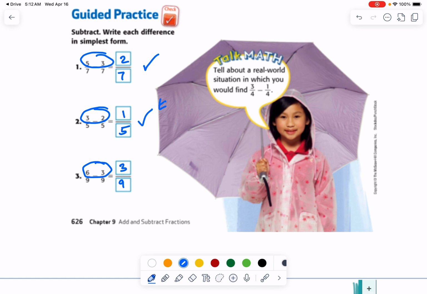How about number 3? Let's always check to see if the larger number is divisible by the smaller number. Can we divide 9 by 3? Yes, we can. So let's divide numerator and denominator by 3. 3 divided by 3 is 1. 9 divided by 3 is 3. So here is our final difference in simplest form.